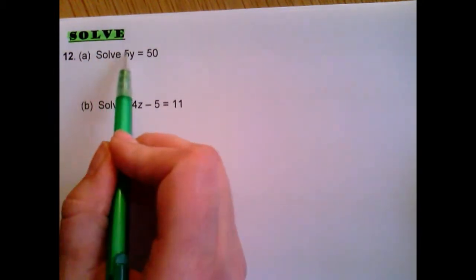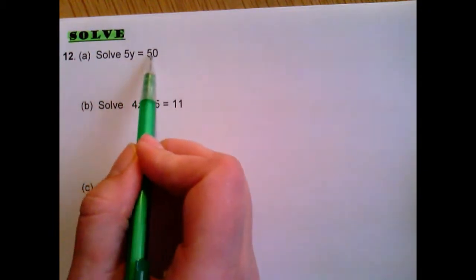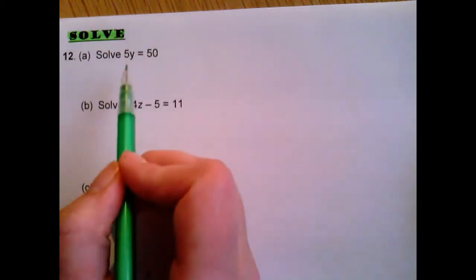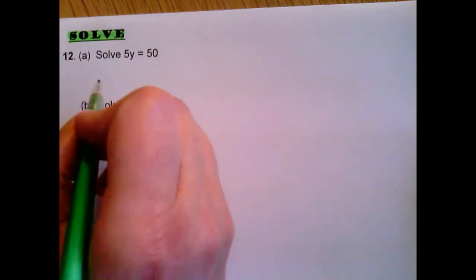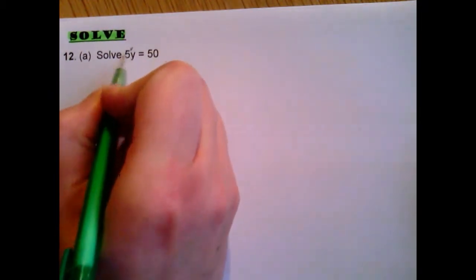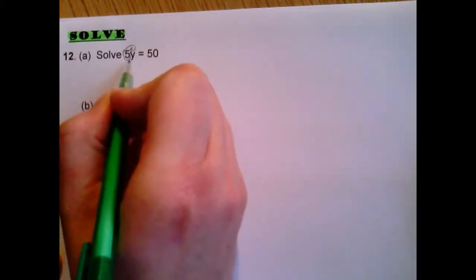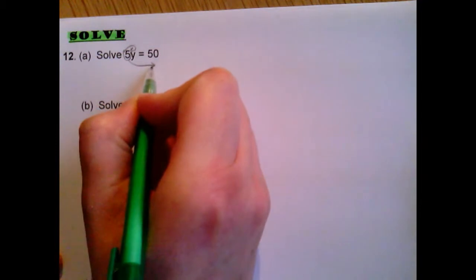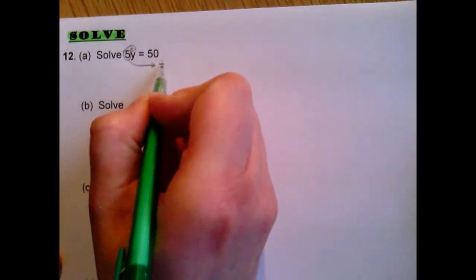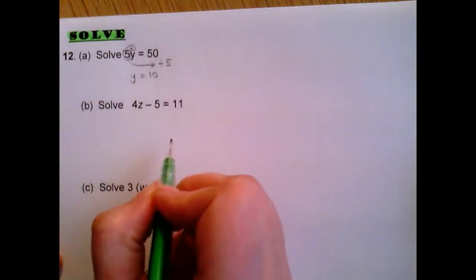So 12a, solve 5y equals 50. That just means 5 times what is equal to 50. So you should be able to do that in your head. 5 tens would get you 50, so y is equal to 10. The method that I like to use is 5y means 5 times y. And for you to get y on its own and solve it, you need to get rid of the times by 5. So bring it to the far side, and whenever you change sides, you change signs. So a times by 5 turns into a divide by 5. And then 50 divided by 5 gets you 10.